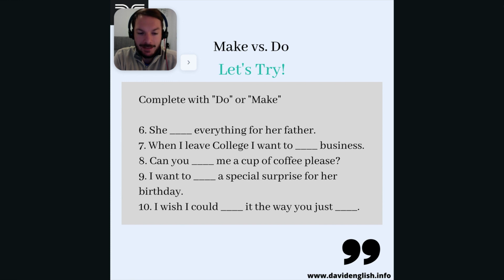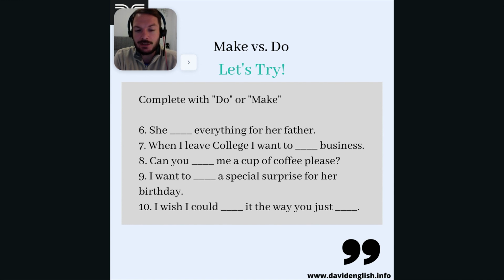Now, number 8, can you blank me a cup of coffee, please? Remember what I said about food and drinks. Can you make me a cup of coffee, please? 9, I want to blank a special surprise for her birthday. In this case, I'm going to go with I want to make a special surprise for her birthday because I'm creating it. Let's make a surprise for her. It's also an expression.